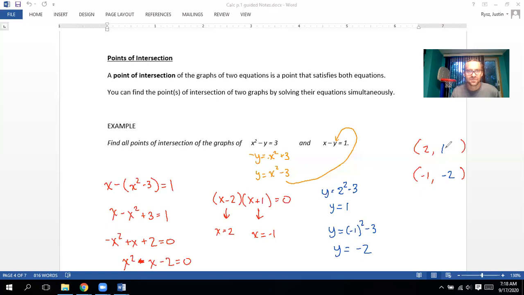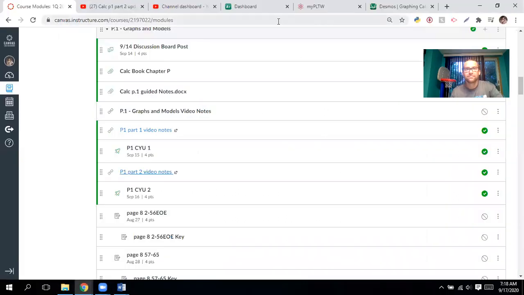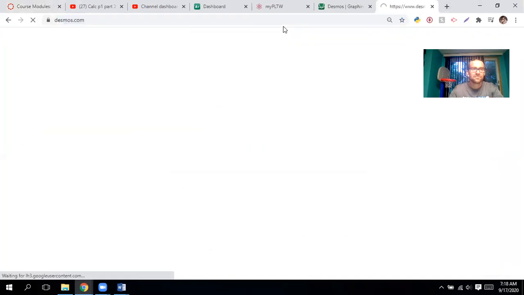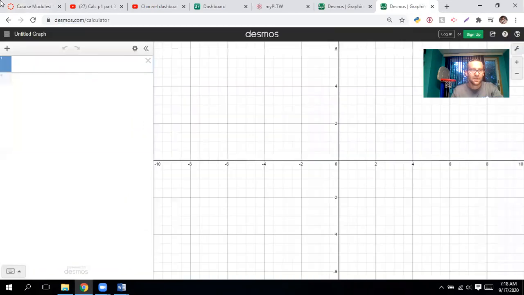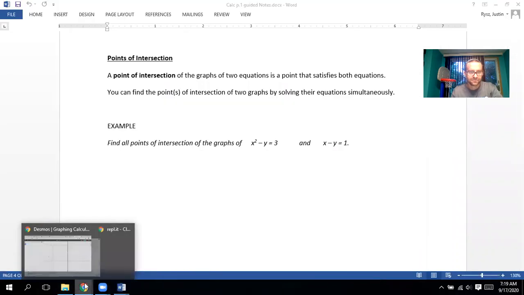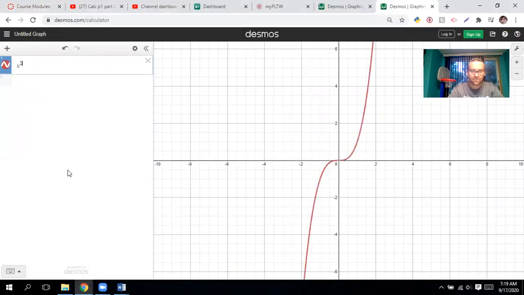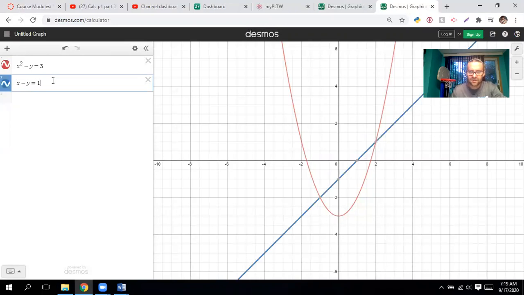So let me clear all my drawings here, and I'm going to open up Desmos and type those equations in. Start graphing. So we had, I already forgot, x squared minus y equals 3. Oh, I didn't put the square. And then x minus y equals 1, I think. Yeah. Click on the graph here. Desmos does an awesome job locating those. So 2, 1 and negative 1, negative 2. So that's how we can verify our answer.